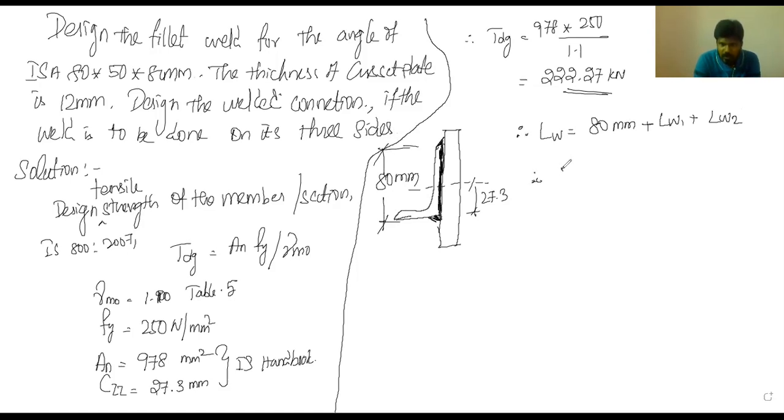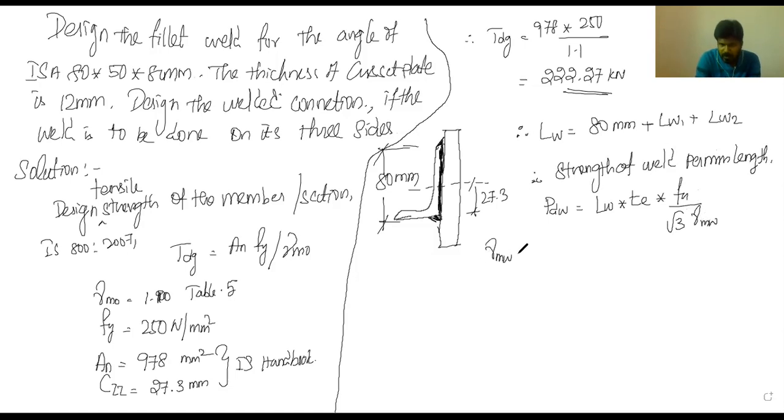Therefore, strength of weld per mm length: Pdw is equal to Lw into Te into Fu by root 3 into gamma mw. Gamma mw is equal to 1.25, but here it is site fabrication, so we have to use 1.5 as the value, from table 5 of IS 800 2007.